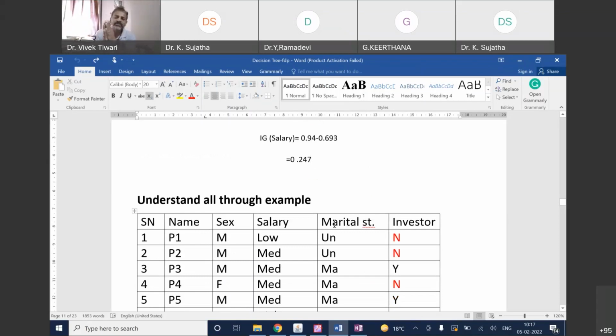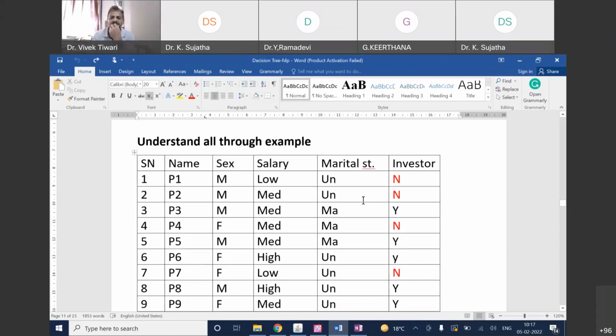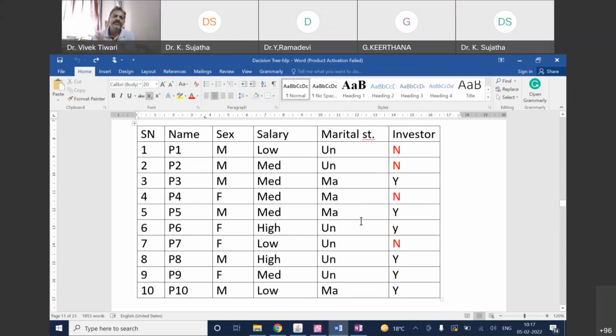Then numerically, I will solve one by one how to select the root node, then the next level, and so on. We'll demonstrate how the decision tree grows and what measures you have to consider during that process. So suppose a data set is given to you, a very simple data set.